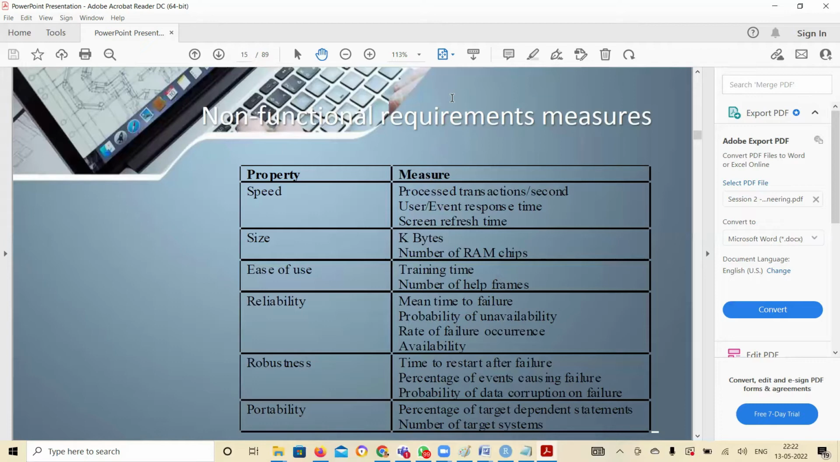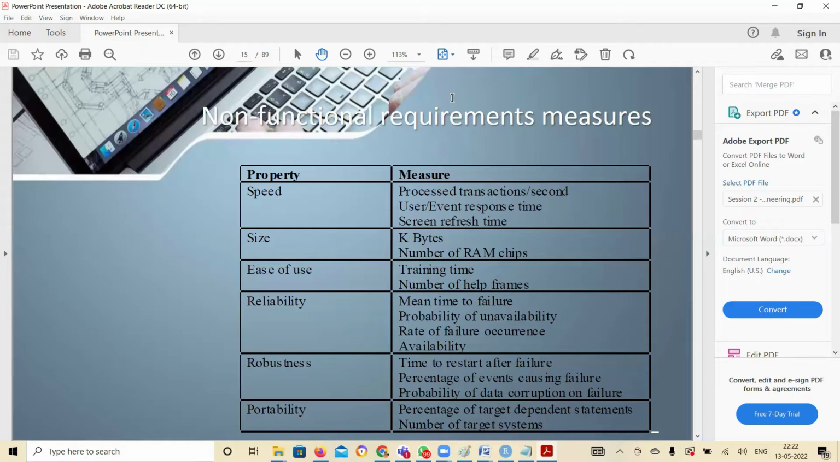Then percentage of events causing failure. Generally there will be a lot of events that occur. Let's say 100 events occur, but out of those 100 events, how many are actually causing failure? And probability of data corruption on failure. So if a failure happened, what is the probability of data getting corrupted?